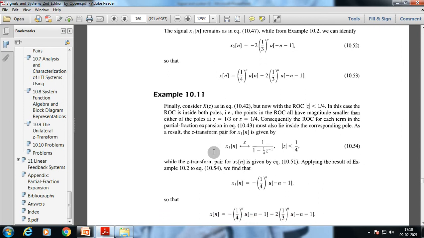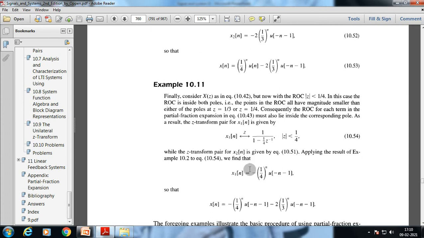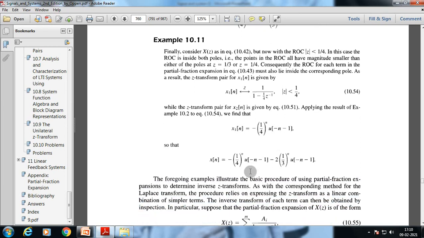Applying the result of example 10.2, equation 10.54, we find that x1[n] is equal to minus (1/4)^n u[-n-1], so that x[n] is equal to minus (1/4)^n u[-n-1] minus 2 (1/3)^n u[-n-1].